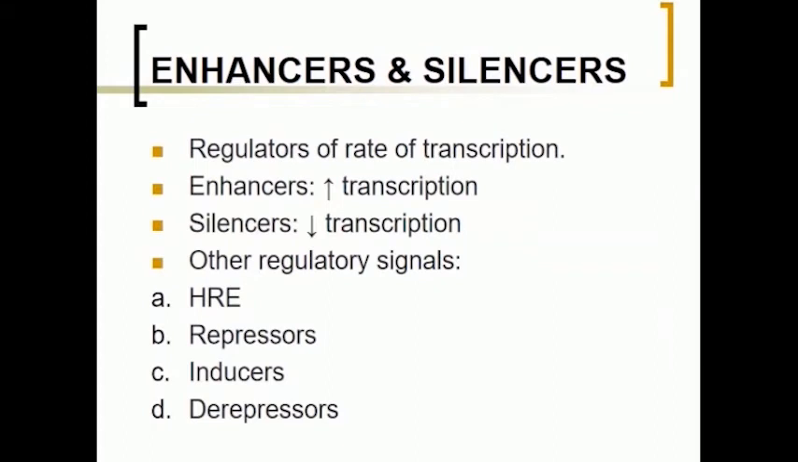Next, many other regulating sequences are present. They are called enhancers and silencers. Enhancers are nucleotide sequences present in the DNA which affect the rate of transcription. Enhancers increase the rate of transcription, whereas silencers decrease the rate of transcription.